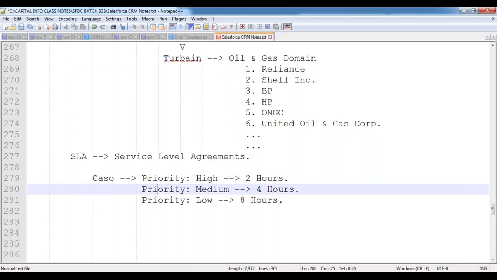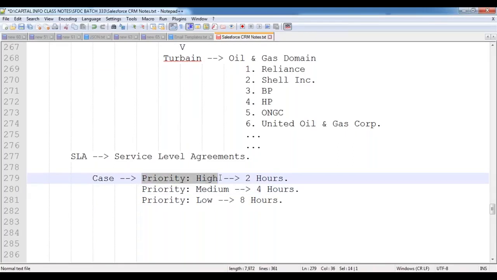Suppose the priority is high, that means there is a major problem in the product. Priority means how fast you have to resolve it. High means please respond immediately. Please try to resolve the problem within 2 hours.